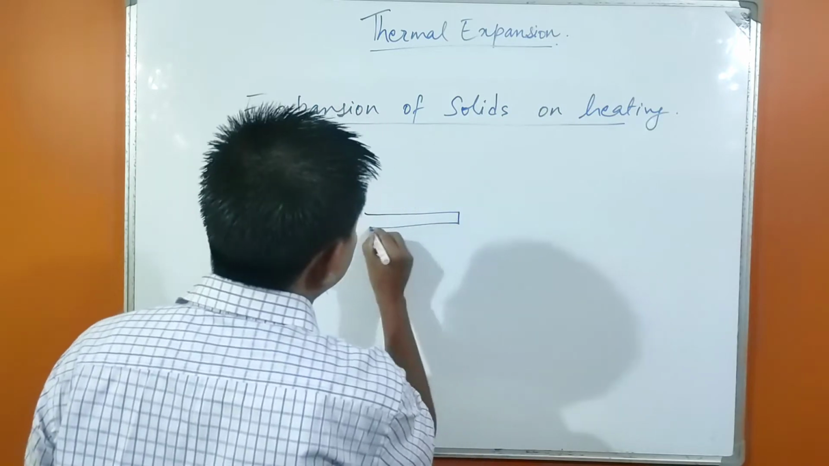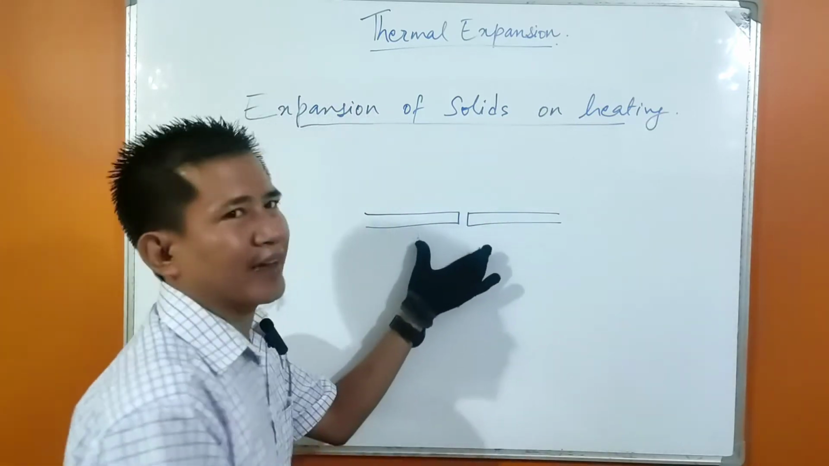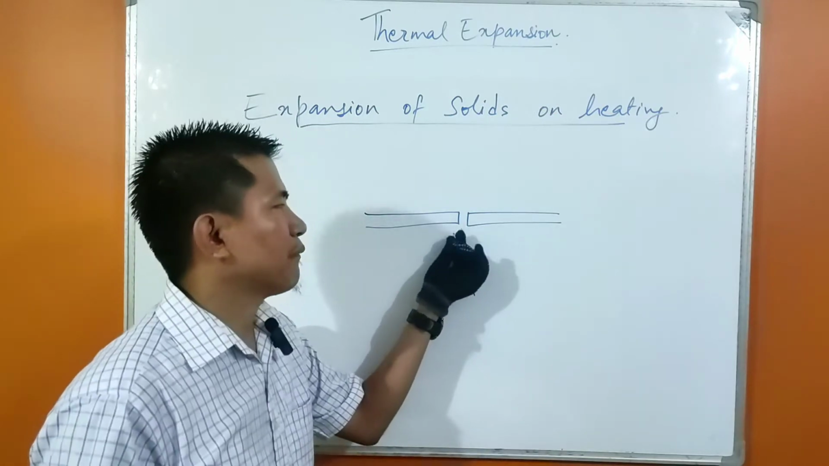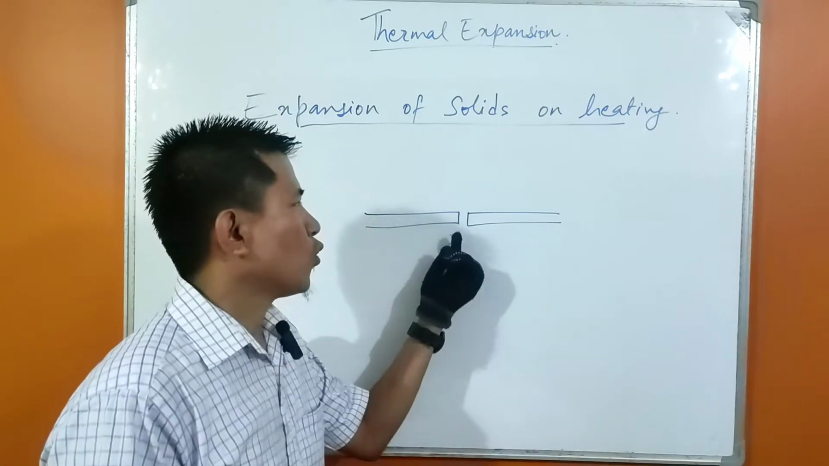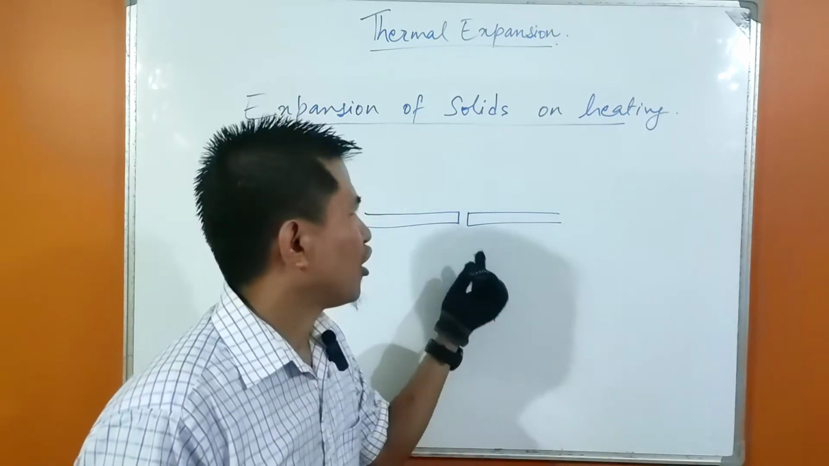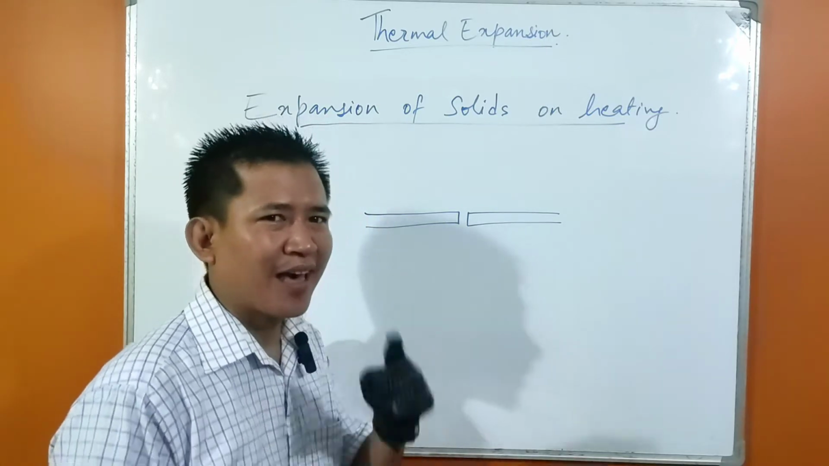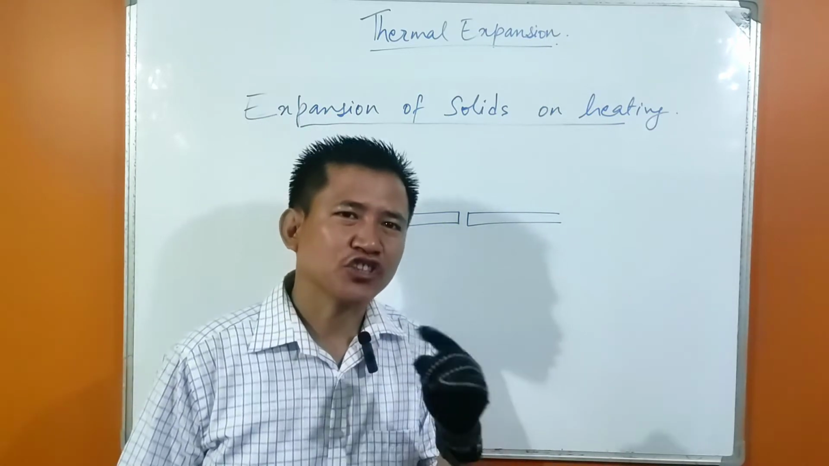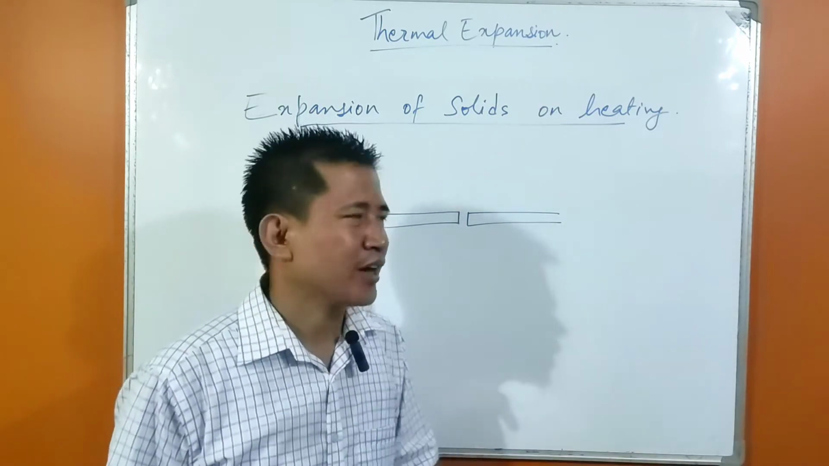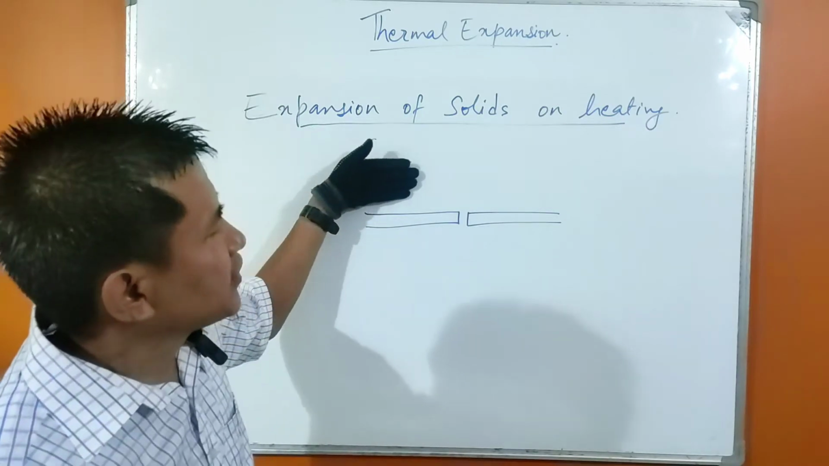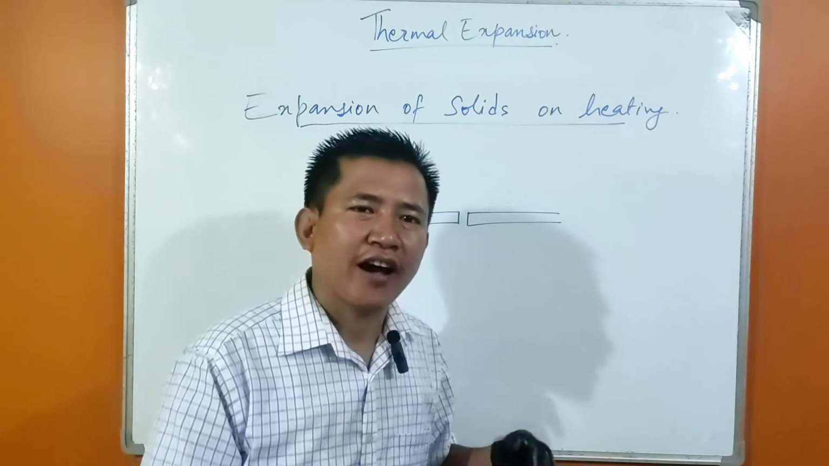We must have seen a small gap is maintained between the two rail lines, isn't it? A small gap is maintained between the two rail lines. The question is, why is this gap maintained? Or what is the purpose of this gap between the two rail lines? And the answer is, during the hot summer days when the heat of the sun is very high, and when a train runs over this rail line, the wheels of the train, you know, are made out of iron.